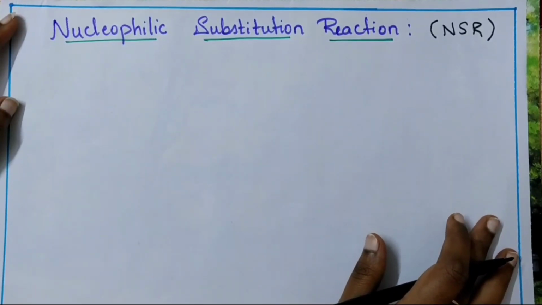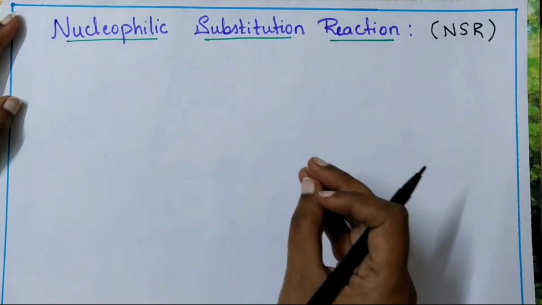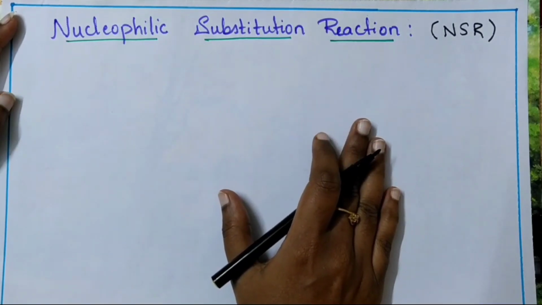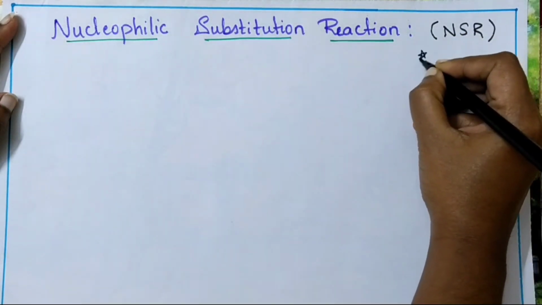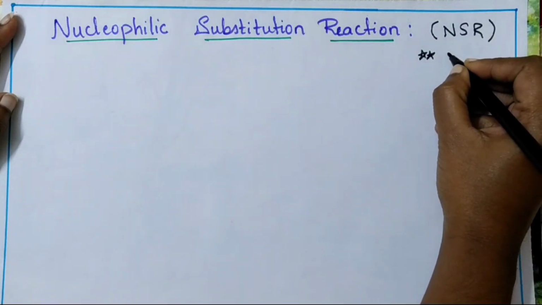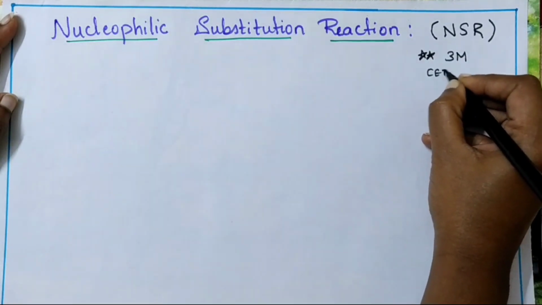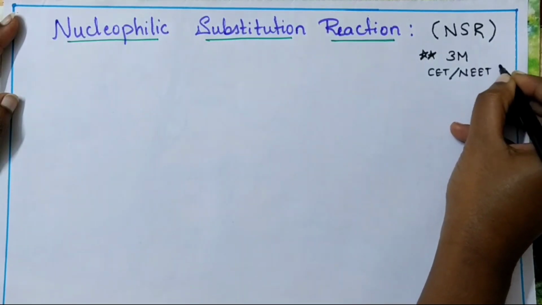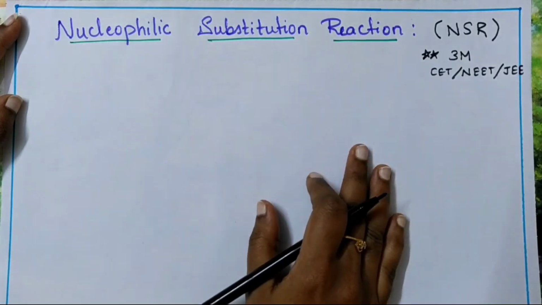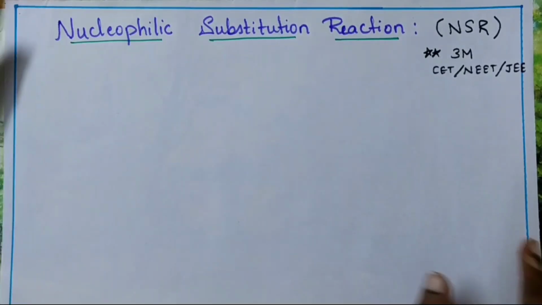And in today's class, we are going to learn a very important and very interesting concept from this chapter, haloalkanes and haloarenes. And also this is very important in terms of your examination. In your board examination, you are going to get a complete 3 marks from this chapter. And also for CET, NEET and JEE, you are going to get a lot of questions from this concept. So this is very important. Make sure you learn it properly. Okay, let us start it.